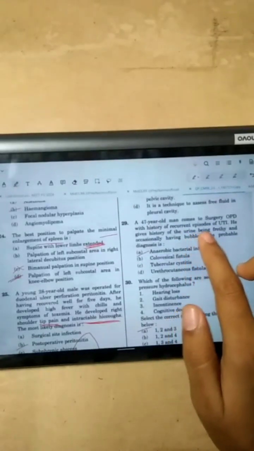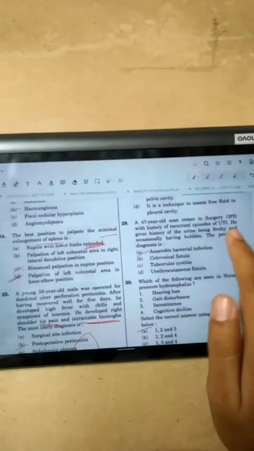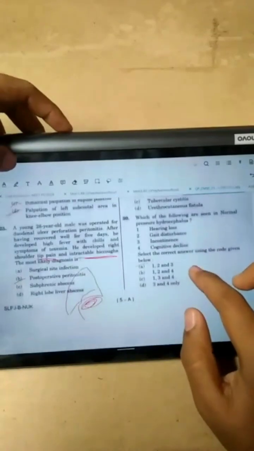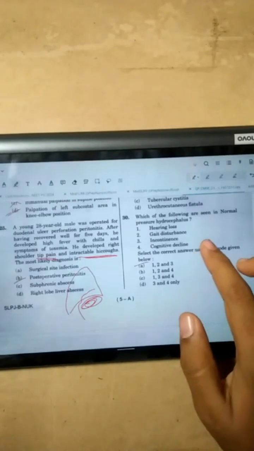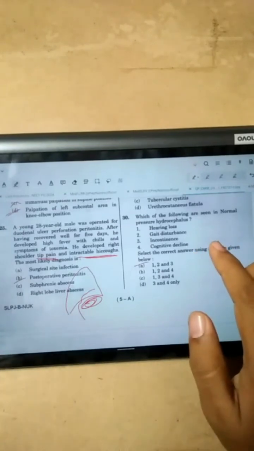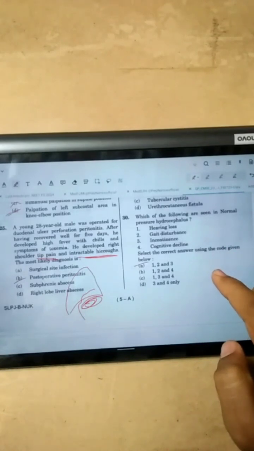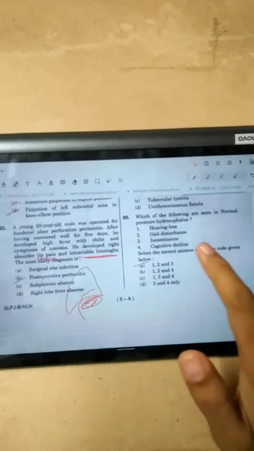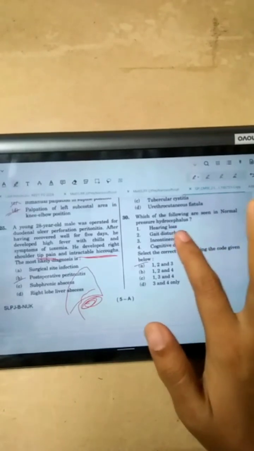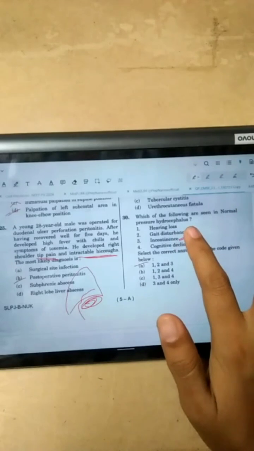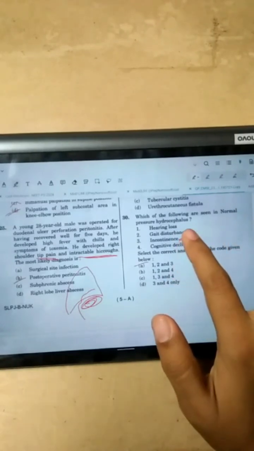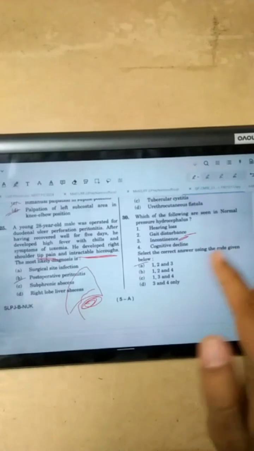A 47-year-old man comes to the surgery OPD with recurrent UTI. He gives history of urine being frothy and occasionally having bubbles. So the probable diagnosis is anaerobic infection. Seen in normal pressure hydrocephalus, this is wobbly, no? So gait abnormality should be present, incontinence should be present. So I know only these two are correct. So 2, 3 should be correct. And only one option is there, that is A.